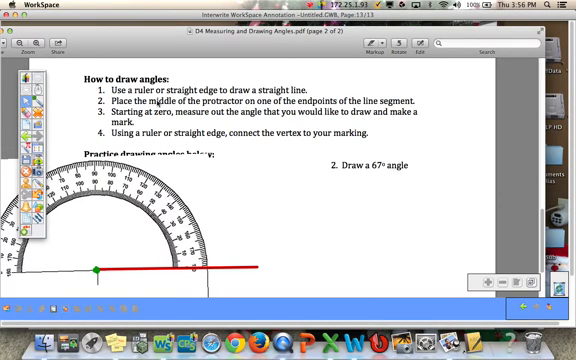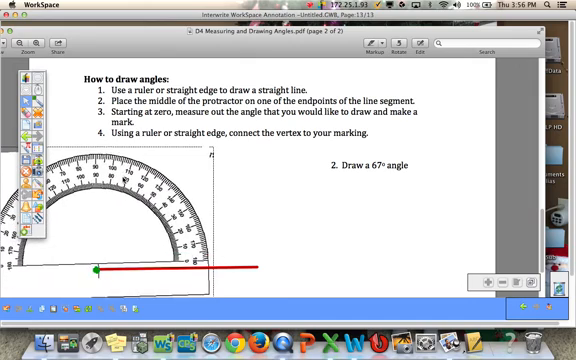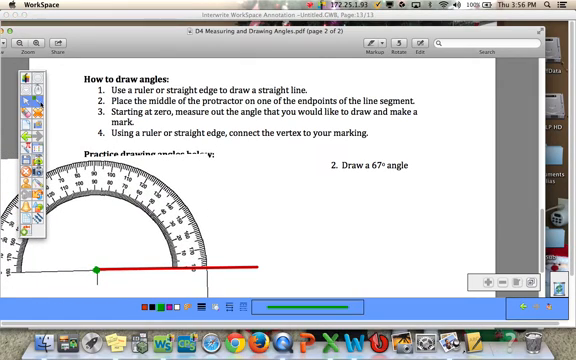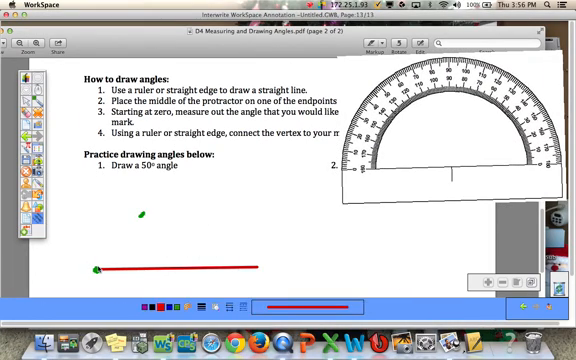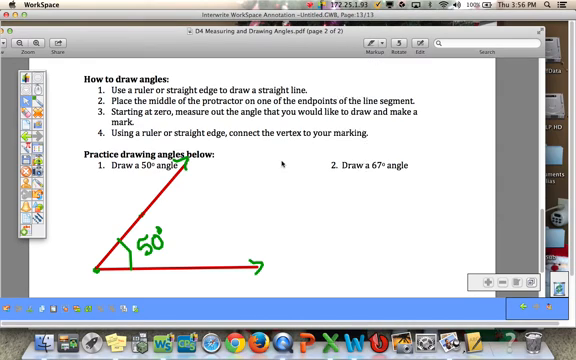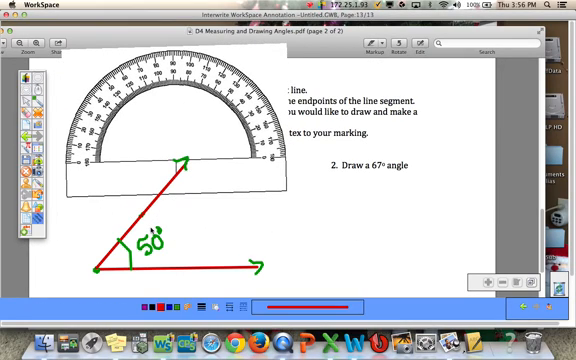Okay, and I want to do, I forgot what angle this is, 50-degree angle. Okay, so starting at 0, find the 50, here it is. I'm going to mark it. And then we remove the protractor, and we connect it. So we would say this is a 50-degree angle. Okay, let's try the next one, which is 67 degrees. Okay, so let's use a different color. I'll do it in the opposite way. Let's start over in this corner, and let's do 67 degrees.